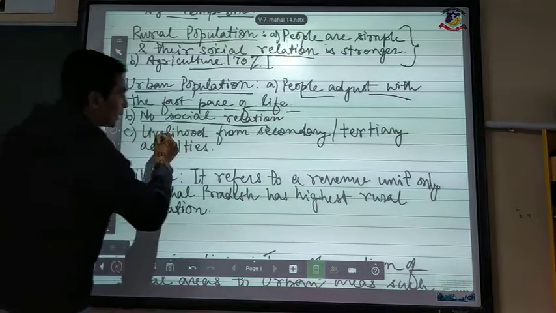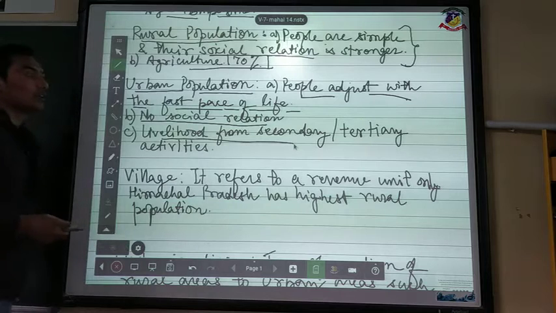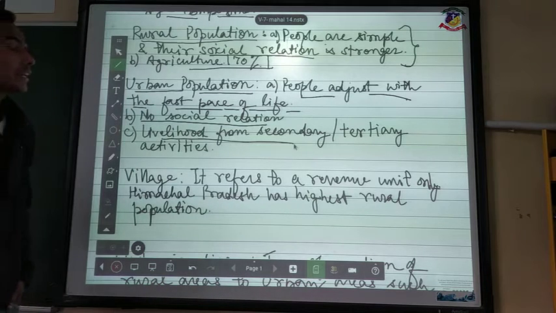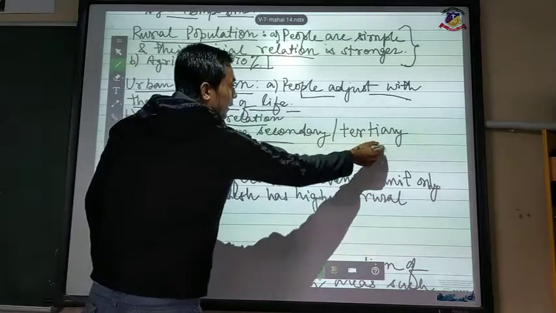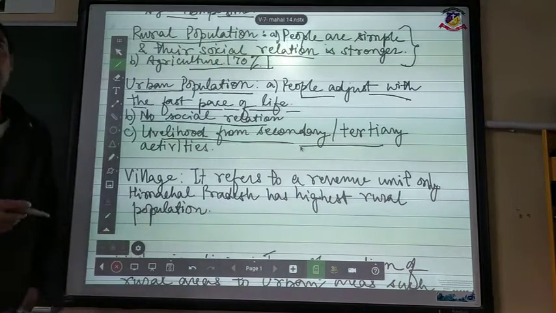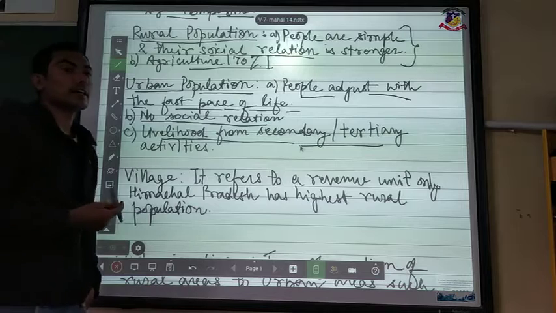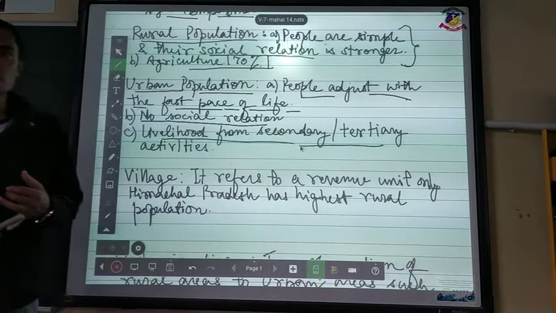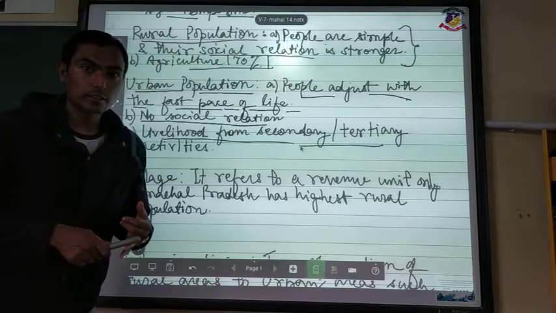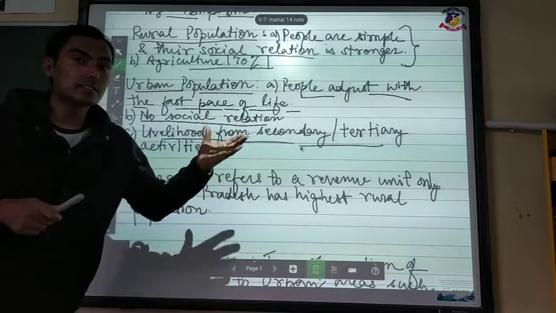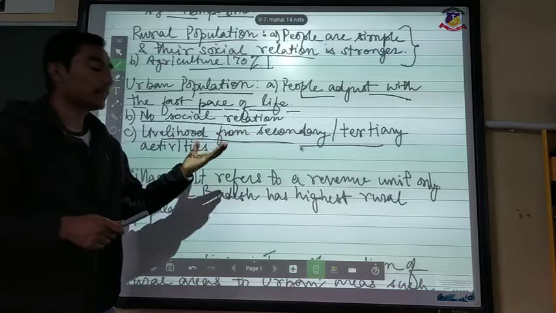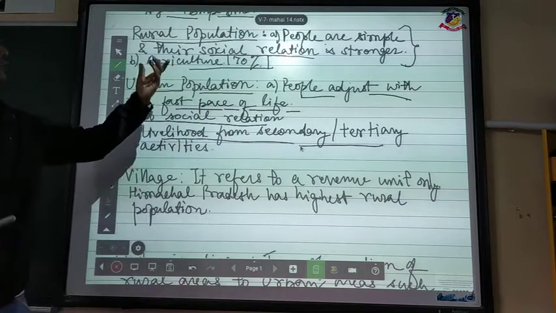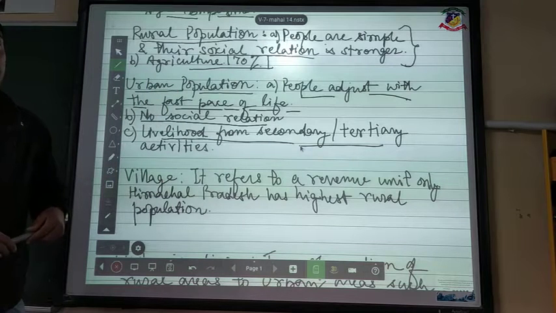Next point is that the people who live in the urban areas depend entirely upon secondary and tertiary activities for their livelihood. Secondary and tertiary activities come under trade, commerce and service. Clear? These secondary and tertiary activities are the main source of livelihood for the people who live in the urban areas.